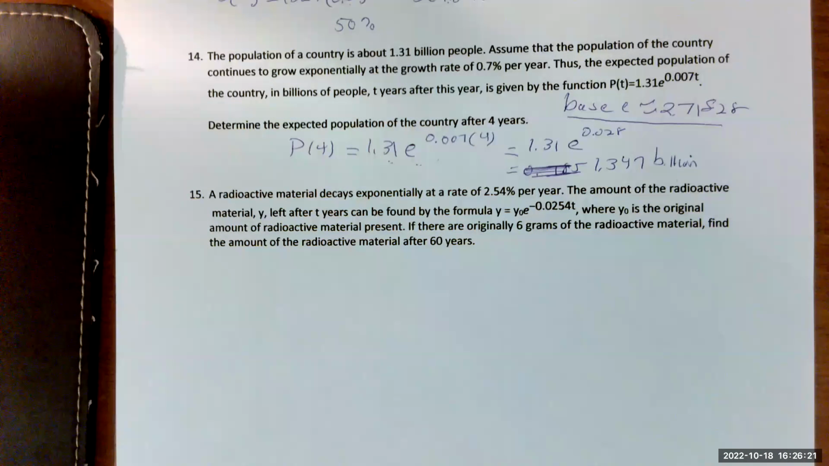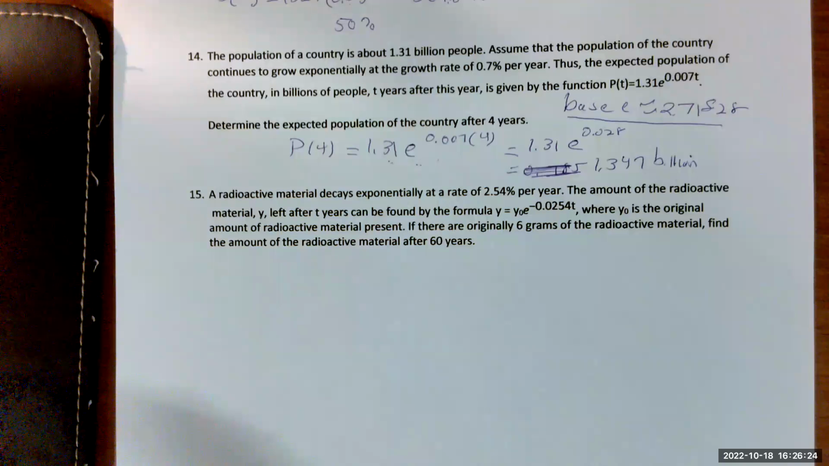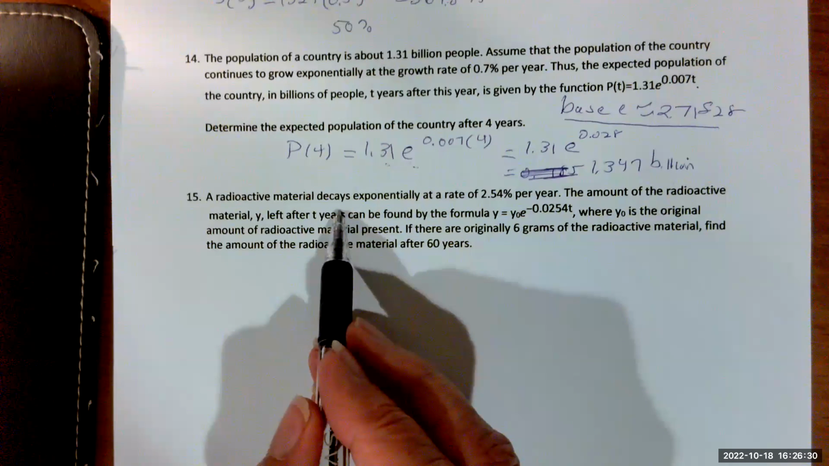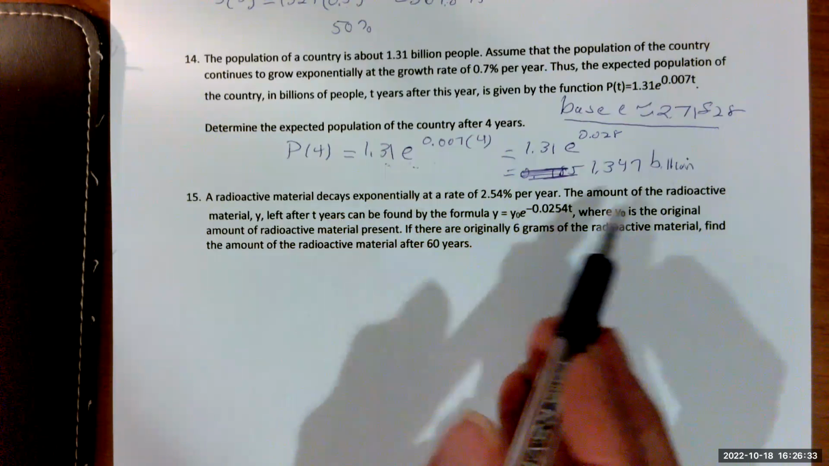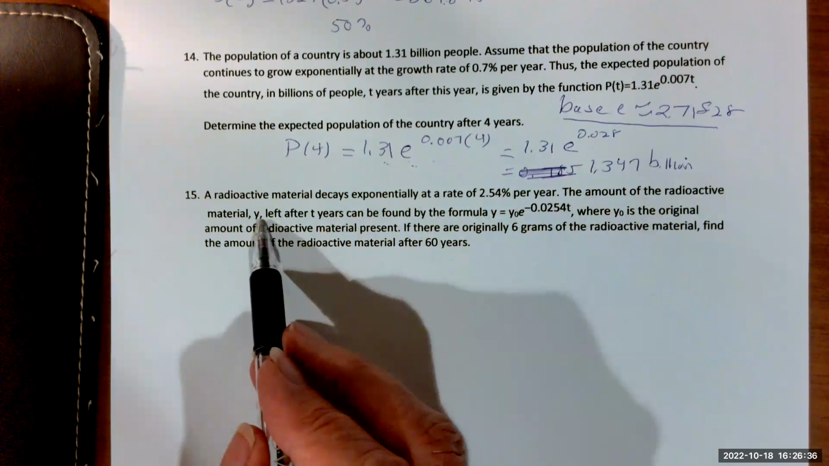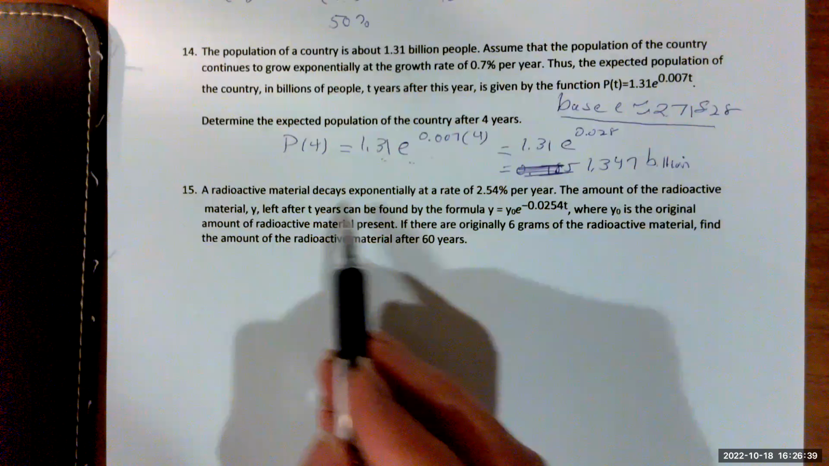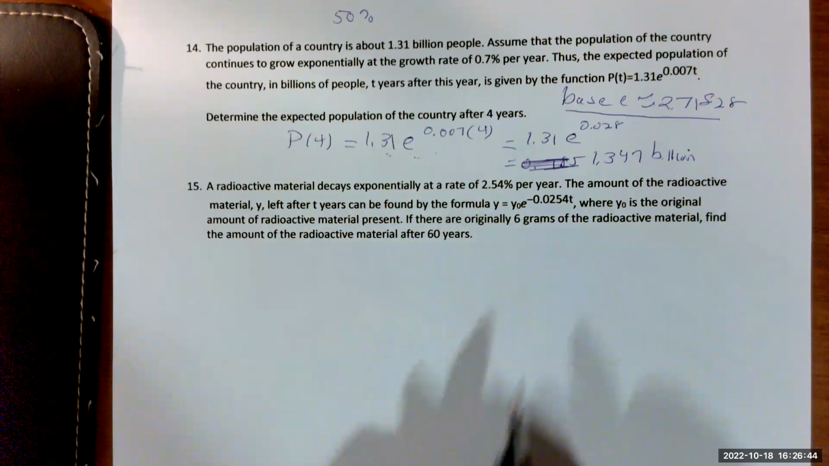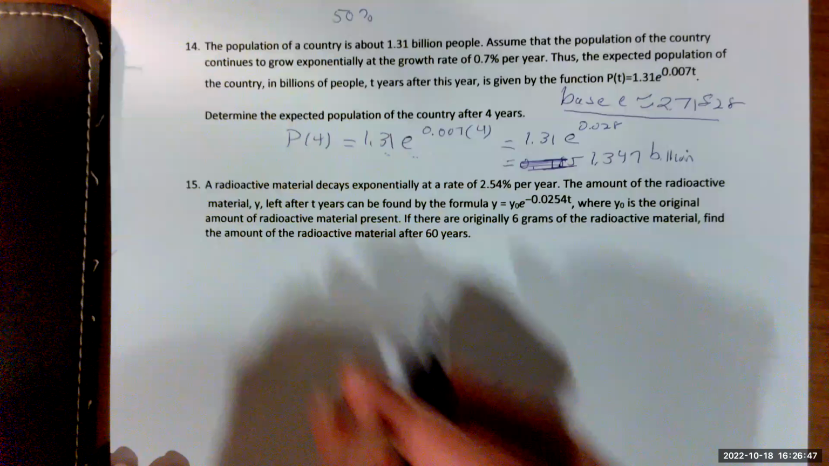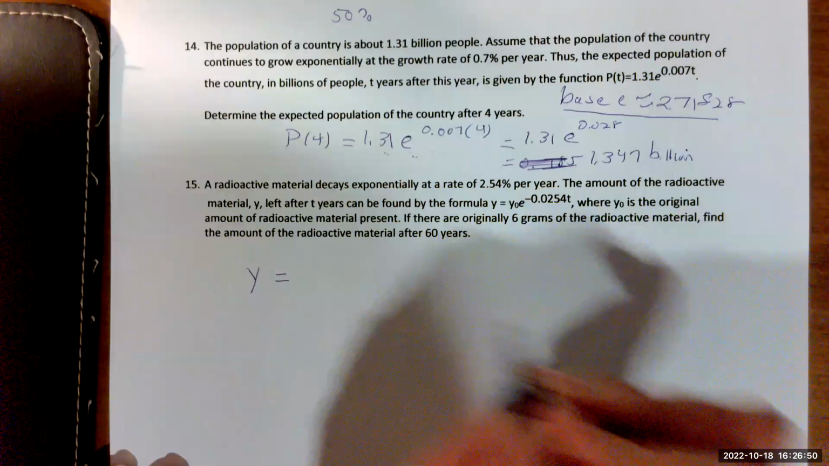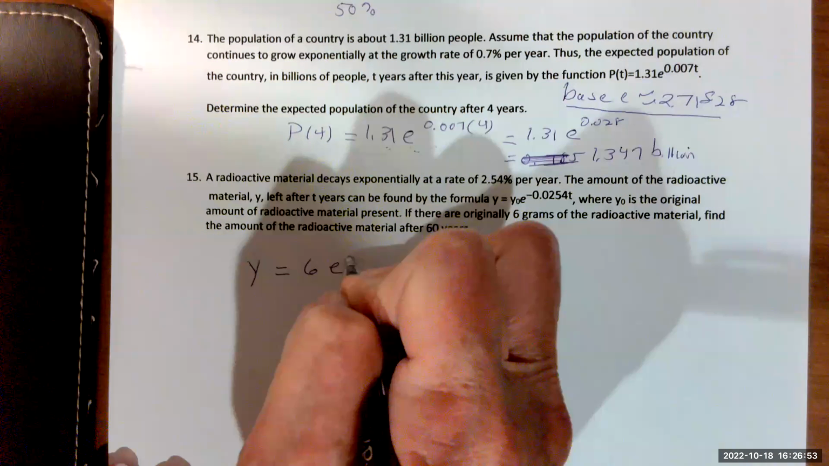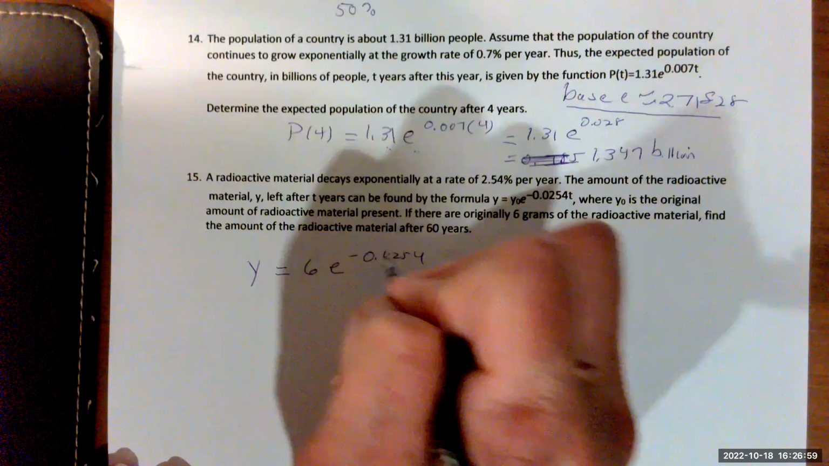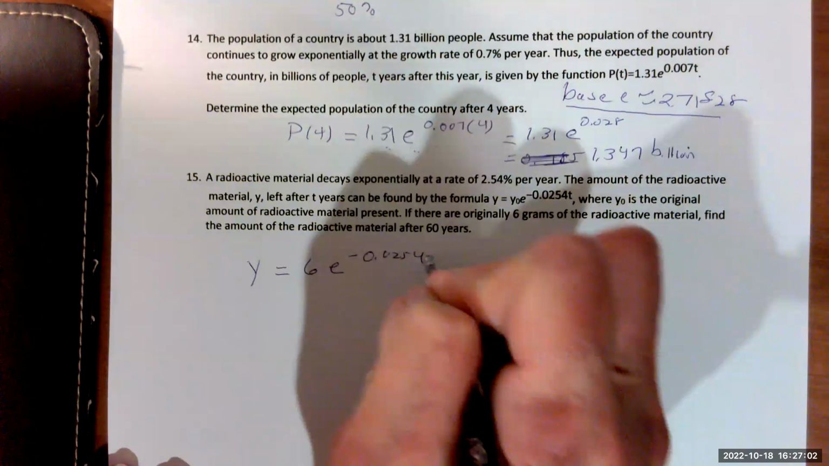All right, let's do another one that has base e in it. So this time we have radioactive material that decays exponentially, so we know we're going to get a number lower, at a rate of 2.54% per year. The amount of radioactive material left, y, after t years can be found by this formula, where y naught is the original amount of material. So if we start with 6 grams, how much will be left after 60 years? So we want to find the amount after 60 years. And we started with 6 grams, and then we have e, and we're going to raise it to the negative 0.0254 times t. Times t, and my t here is 60.